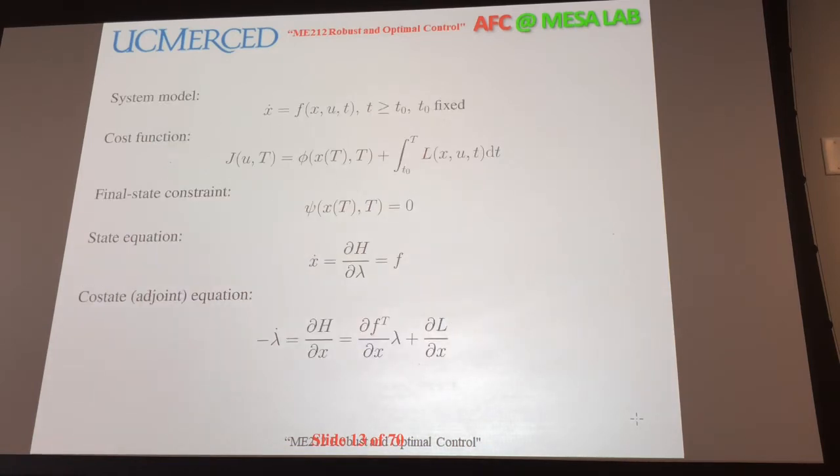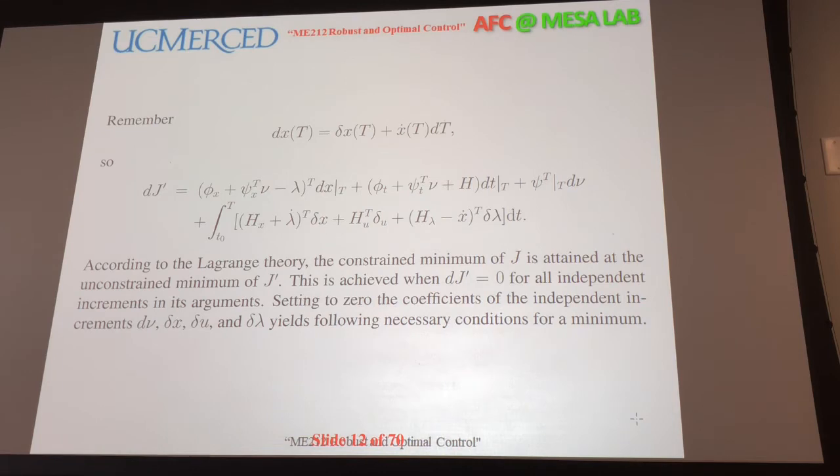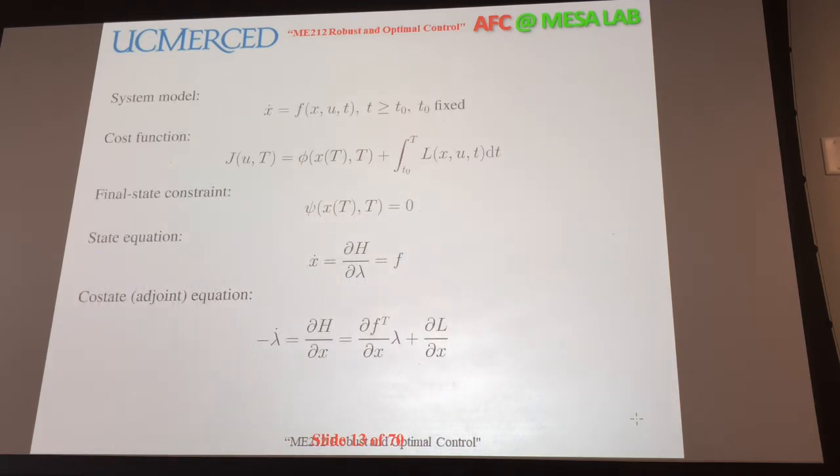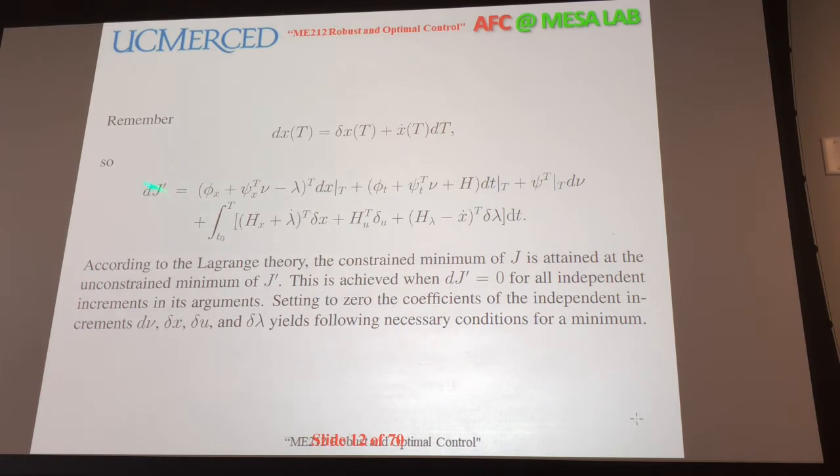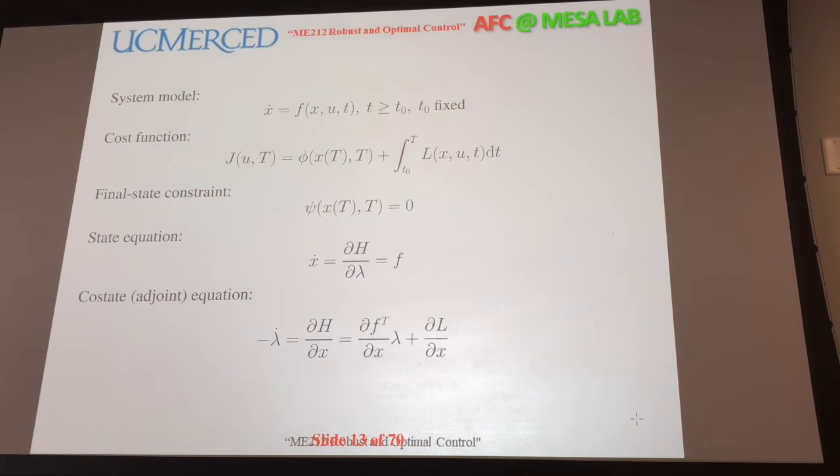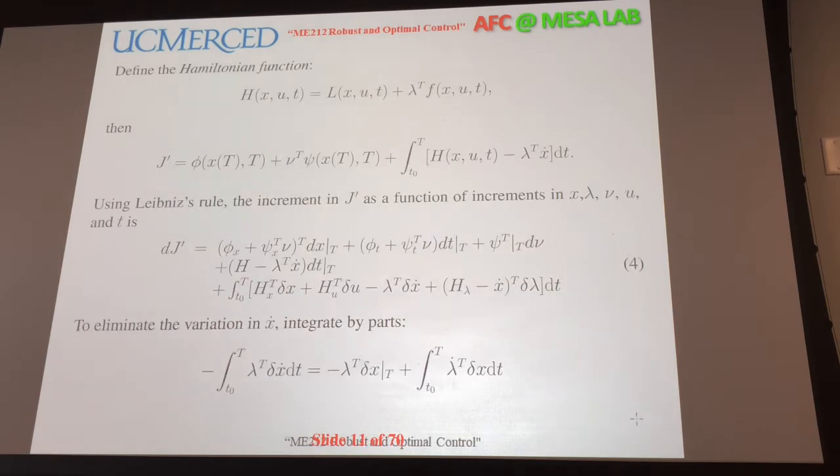So let's go back and find out. The stationary point is to make this guy 0. So then we have what we have here. This is a state equation. This is cost with terminal constraints. The state equation will get partial H, partial lambda. H is L minus lambda transpose f. Let me recall, H is L plus lambda transpose f.